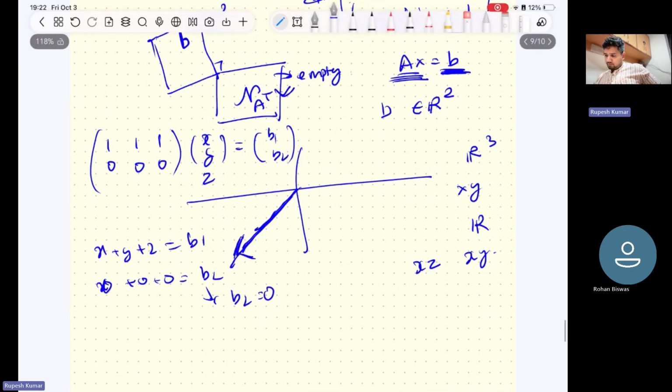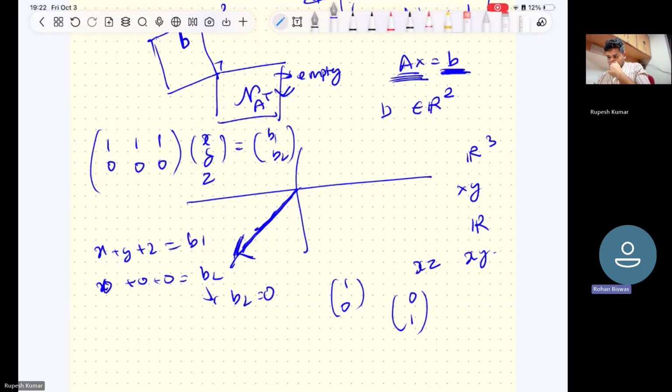So what will be the range, the column space? It is 1, 0. Right. And the null space is essentially 0, 1, right? Left null space you are saying, right? Left null space, yeah, it is. It should be 0, 1, right? Is it? Just let me check.